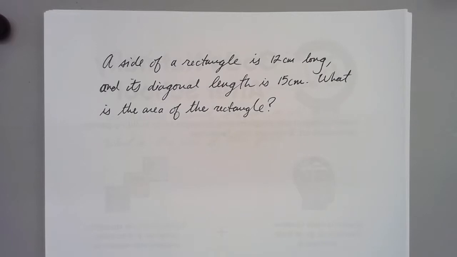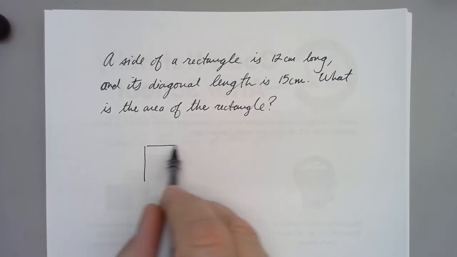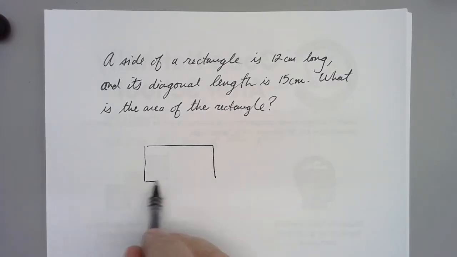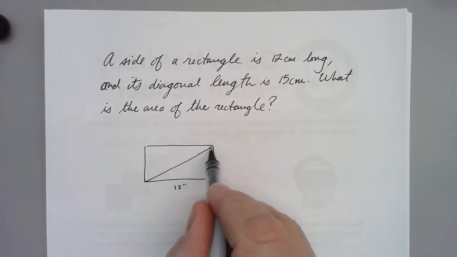Slightly trickier. A side of a rectangle is 12 centimeters long and its diagonal length is 15 centimeters. What is the area of the rectangle? So now I have a rectangle. Again, I'm not really sure what it looks like, but one side is 12 inches long and its diagonal is 15 inches.